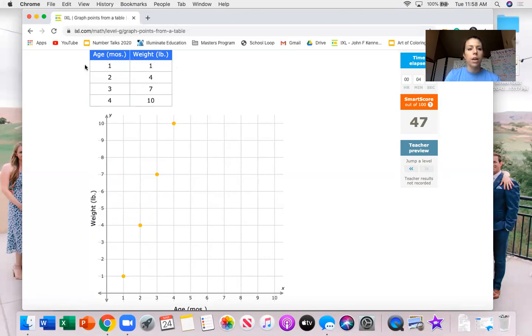Well, if you look, for every 1 month that the puppy is aging, how much weight is that puppy gaining? Well, 1 plus 3 is 4, 4 plus 3 is 7, 7 plus 3 is 10. That's something called a constant rate of change. Basically that means that both of these values are changing at a constant rate. This is changing by 1 each time, this is changing by 3.